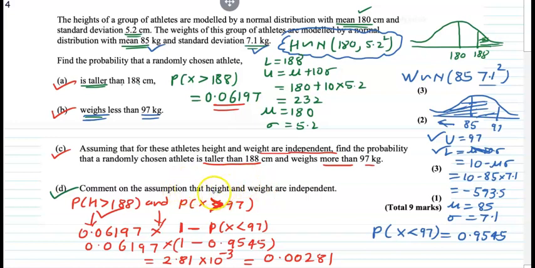And the last D part is to comment on the assumption that height and weight are independent here. So you can say height and weight are positively correlated here. I have just written positive, so you can say positively correlated. End of question number 4.